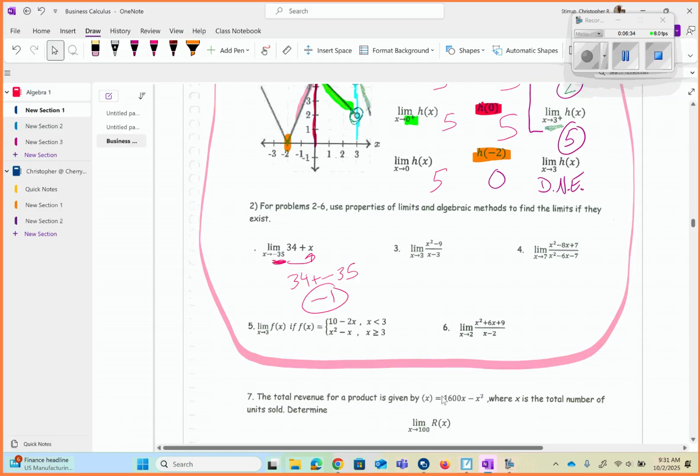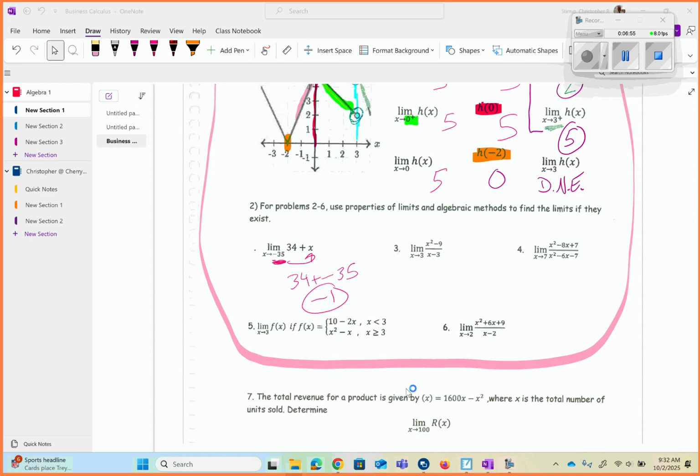Okay. When I get to this next problem, if you directly plug it in right now, you're going to get 0 in the denominator. That 0 in the denominator is going to create a hole. And we want to do the limit as x approaches 3 from both the left and from the right. So let's take a look here.